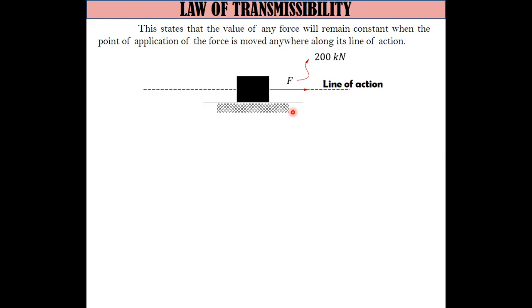So the magnitude of the force involved remains constant. It does not change. It is not compromised. Let's say the magnitude of the force is 200 kilonewton and it is placed on the left side of the object. We can also put it at the center of the object without compromising its magnitude, so the value remains 200 kilonewton. Or we can change its location and place it on the right side of the object. The magnitude remains 200 kilonewton. So that's the law of transmissibility.